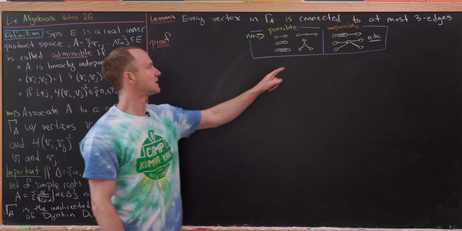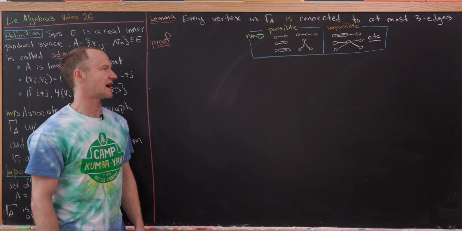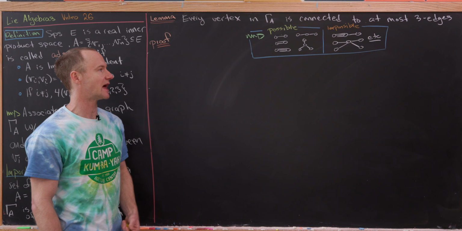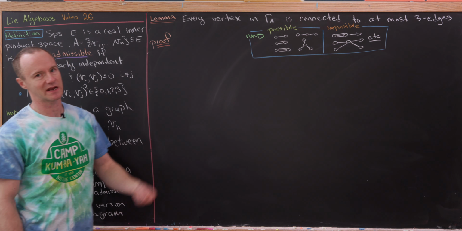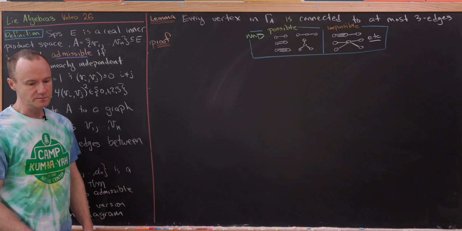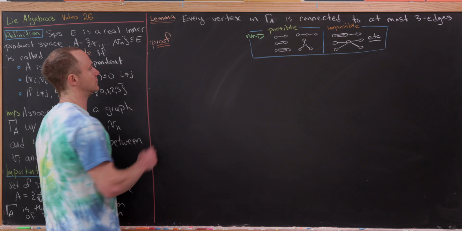That's allowed. Here, we've got this middle vertex attached to 3 edges. That's allowed. But things like this are not allowed over here, and there are many, many examples of those as well. Okay, so let's get to the proof.